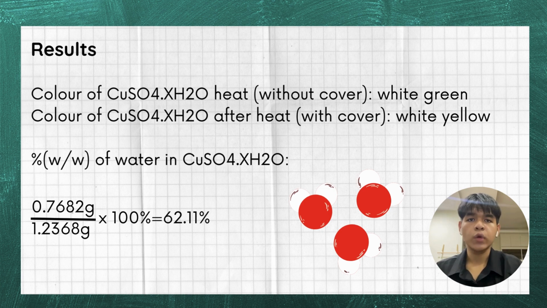The color of CuSO4·5H2O heated without cover is white-green and the color after heating with cover is white-yellow. The color change is attributed to the loss of water during the dehydration and reabsorption of water. Lastly, we can calculate the percent of water in hydrated salt. The percent of water in hydrated salt is 62.11%.